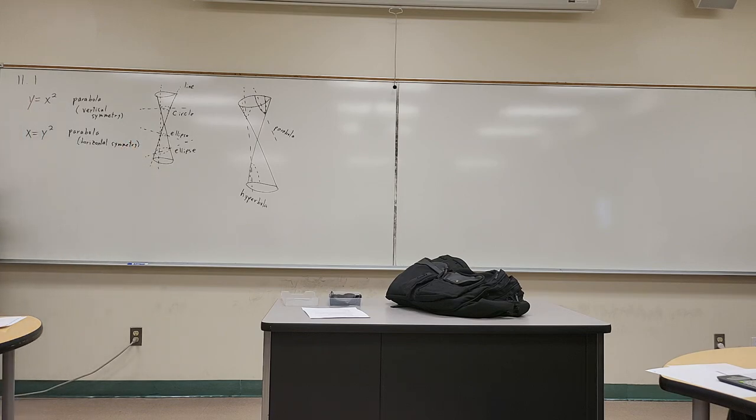Now, of course, the vertical symmetry is a lot more familiar to us because that's the whole function idea. We're used to the idea of y being a function of x. Vertical symmetry makes sense there. Horizontal symmetry does not. But in terms of a parabola, in terms of conic section, these have the same properties. It's just that one of them is centered around the x-axis and one of them centered around the y-axis.